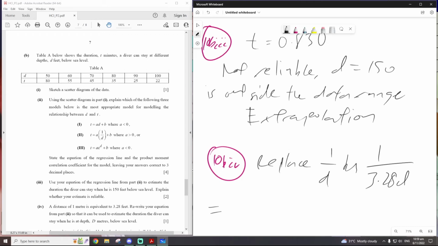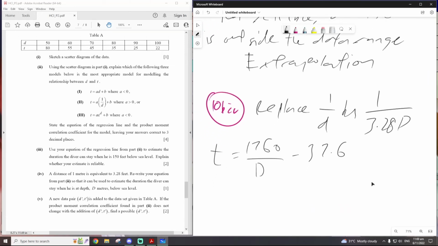And you will get, I can rewrite it as 3SF because it's standard. They never say what accuracy to leave it, so I shall leave it in the standard. Oh, it's a capital D. So replace D by 1 over 3.28D. So 1760 over big D minus 37.6. And this is in 3SF.